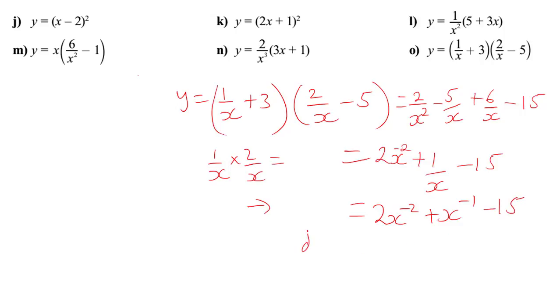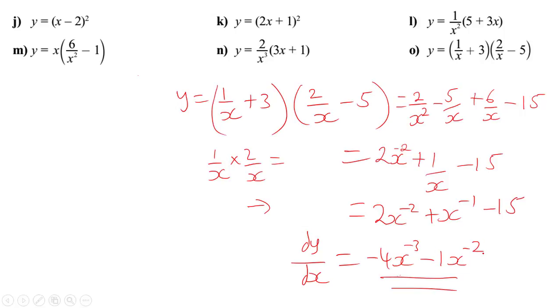Now, differentiating that, we get dy over dx. So negative 2 times 2 is negative 4, x to the power of negative 3 because the power goes down by 1. And then we get negative 1 times 1, which is minus 1, and x, with the power going down by 1. And the constant here just disappears. So you can leave your answer in that form, or you can bring the x's down so the powers become positive. So that's how to do this.